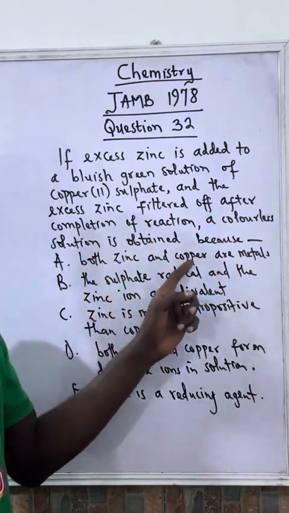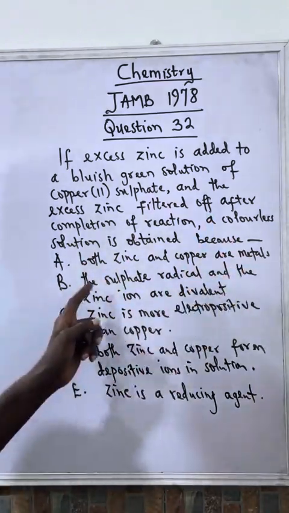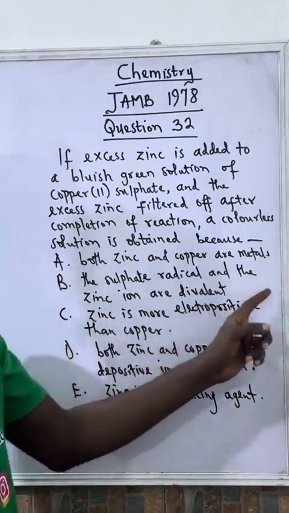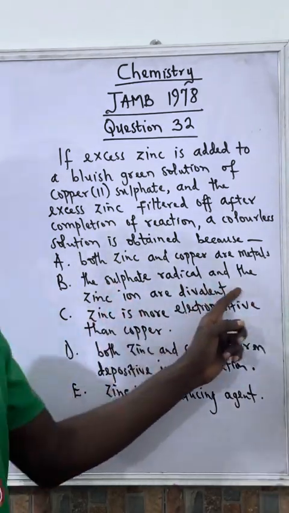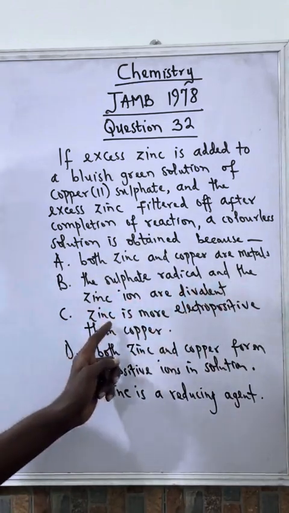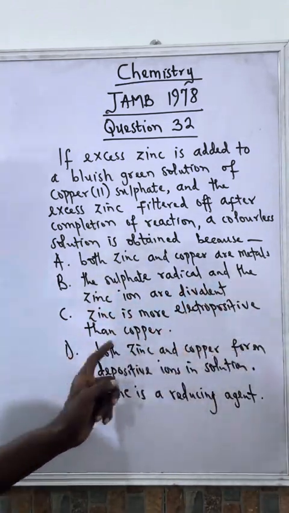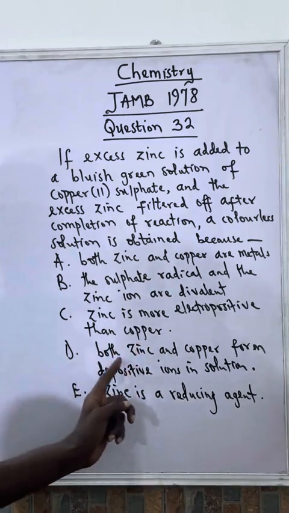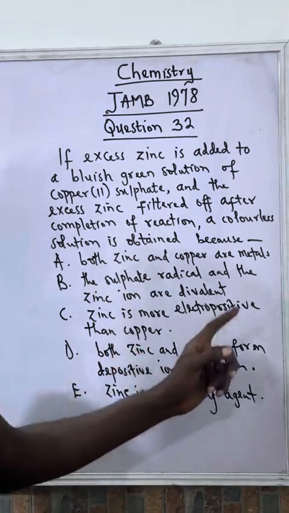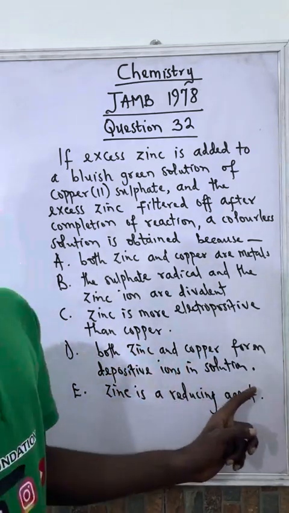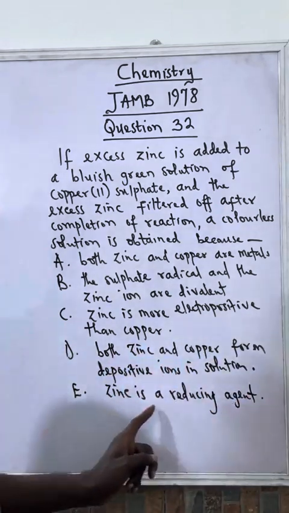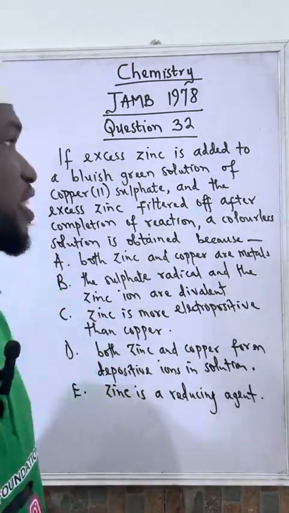A. Both zinc and copper are metals. B. The sulfate radical and the zinc ion are divalent. C. Zinc is more electropositive than copper. D. Both zinc and copper form dipositive ion in solution. E. Zinc is a reducing agent.